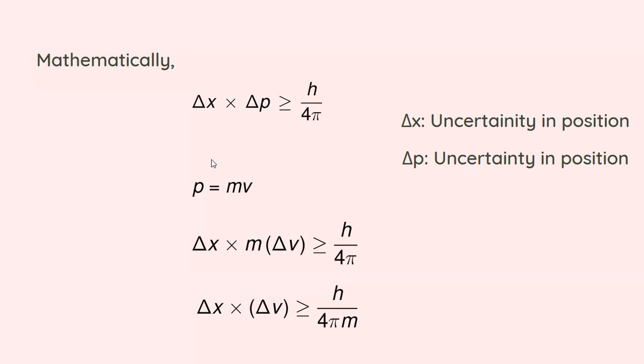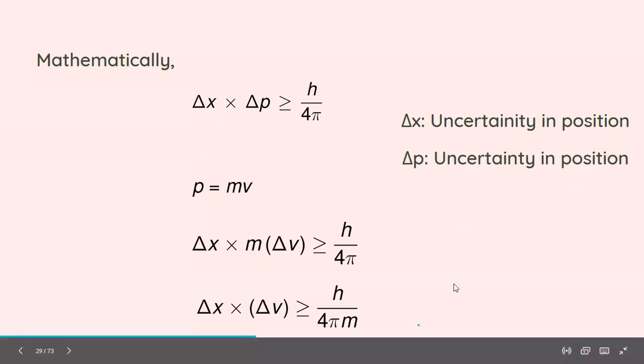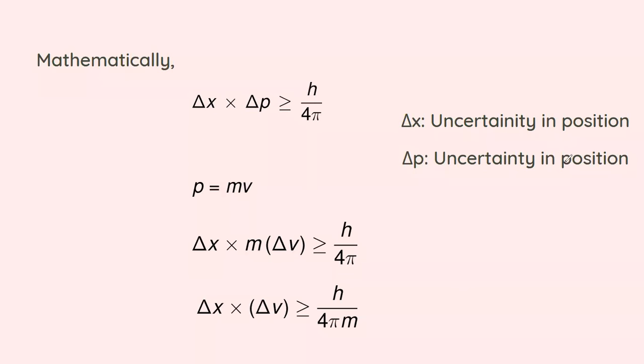The momentum of a particle, that is p, equals mv. That is, momentum equals mass into velocity. So delta x, the uncertainty in position, into m delta v, where v is the velocity, will be greater than or equal to h by 4 pi. And that's why delta x into delta v is greater than or equal to h by 4 pi m.